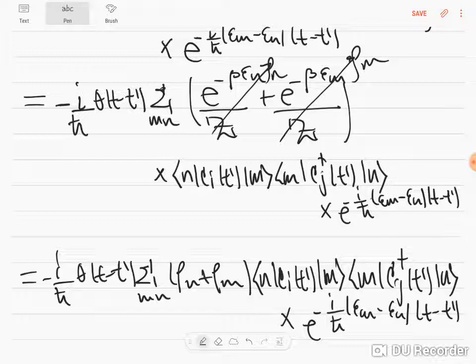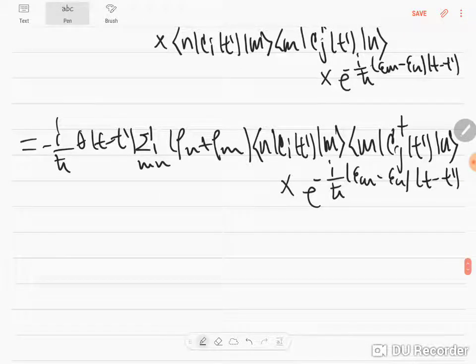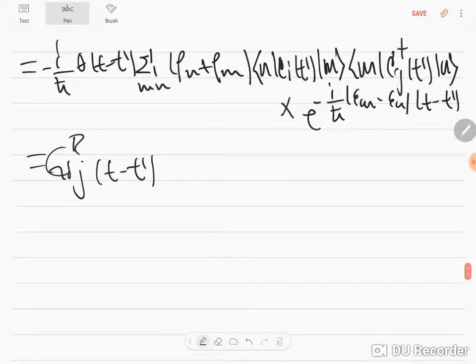So we have to do something else, so we're not just done. This is as far as we can go with just the Green's function G_ij retarded of t minus t prime. So now I'm interested in showing you just this trick of the Lehmann representation for the case in which i is equal to j. And what happens when i is equal to j?